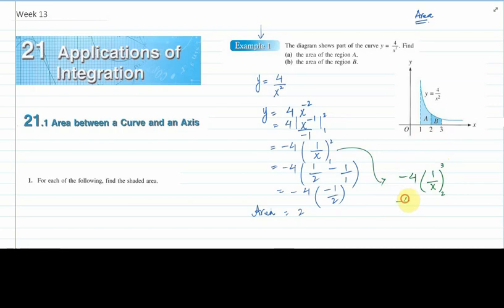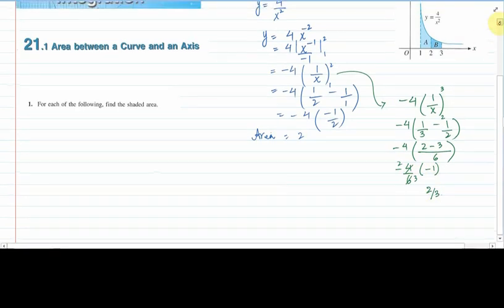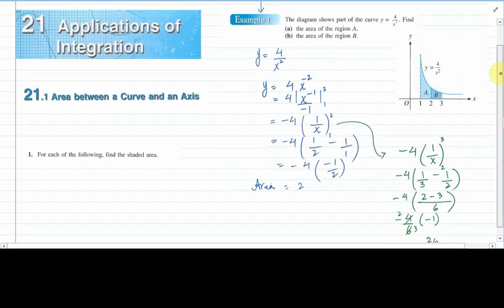So it's minus 4, upper limit is 1 over 3 minus lower limit 1 over 2. Negative 4, taking LCM 6, 2 minus 3. Alright, so it will be minus 4 over 6, 2 minus 3, it's minus 1. So 2 2s are 4, 2 3s are 6, so that will be equal to 2 over 3. Alright, clear? So that's how we need to find the area of the shaded region by using integration.